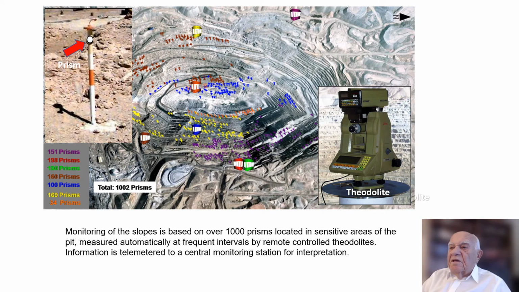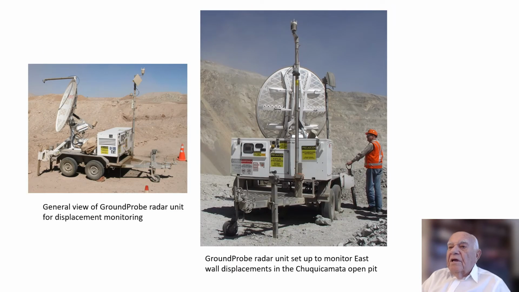Displacement measurements in the Chuquicamata open pit were carried out using 1,000 prisms and a number of remotely controlled theodolites, as shown here. Measured displacements were telemetered to a central monitoring station for interpretation. Radar units were used for measurement on specific rock elements of interest, but without installed prisms. These units can measure millimeter movements at a distance of up to 3 kilometers.